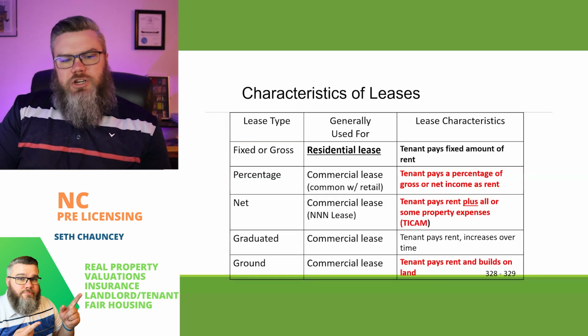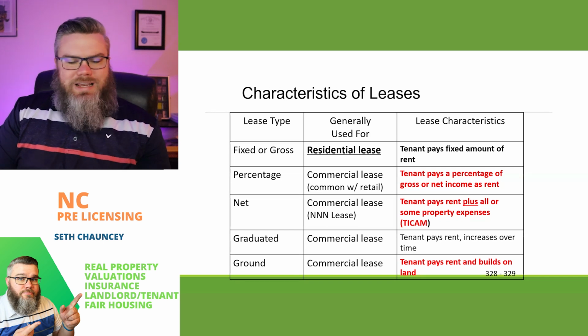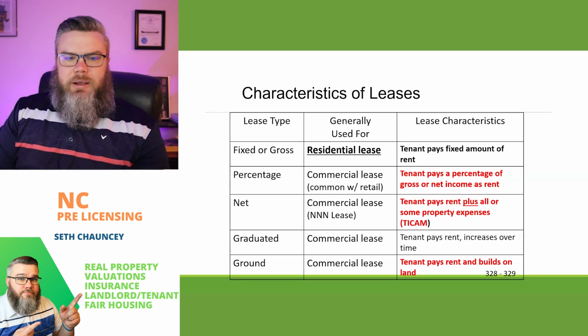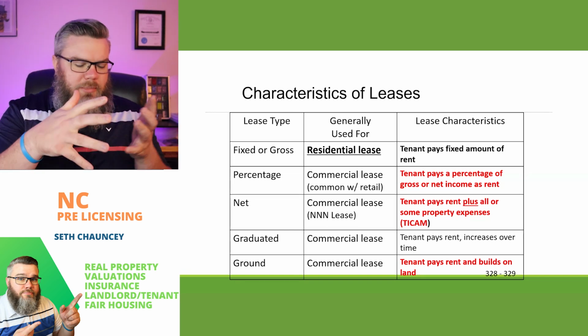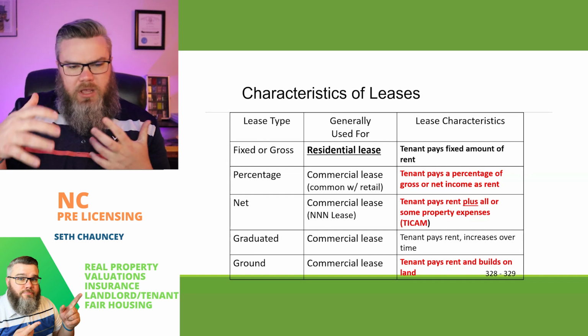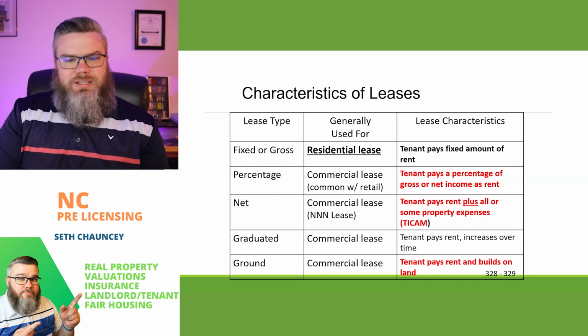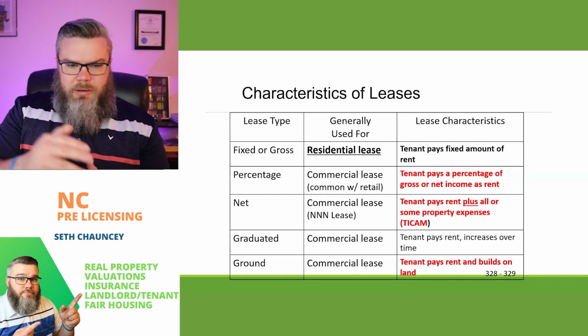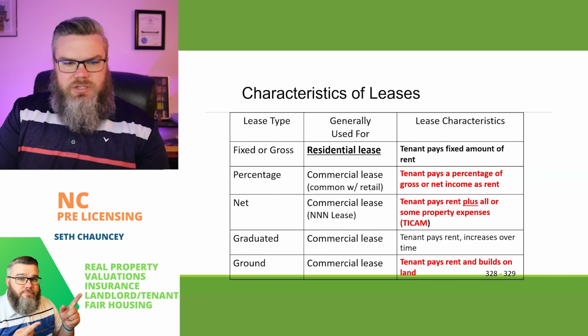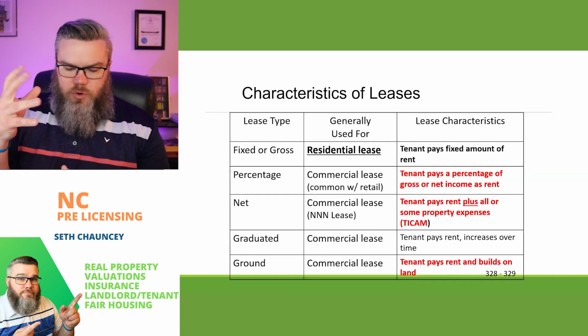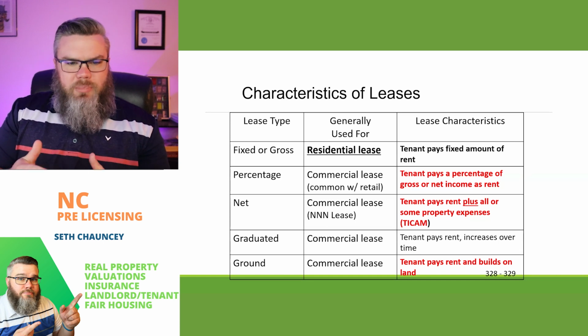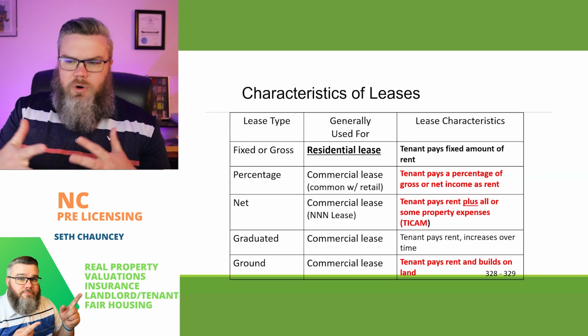So this is more flashcard level stuff, folks. There is nothing crazy in depth here. These are all different types of leases, very similar to when we talked about the type of repayment plans for loans. A fixed lease, also called a gross lease, is just a flat rate. This is how much you pay each month. Most residential leases are flat or fixed or gross leases, whatever you want to call them. Pay $1,800 a month, $2,300 a month, whatever it is.